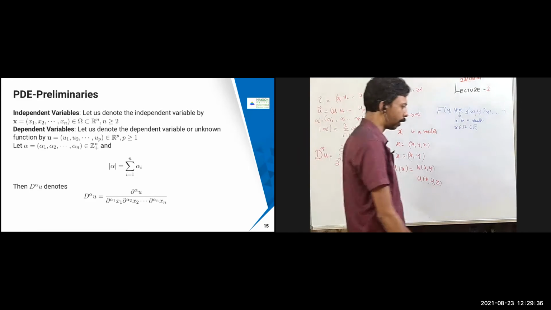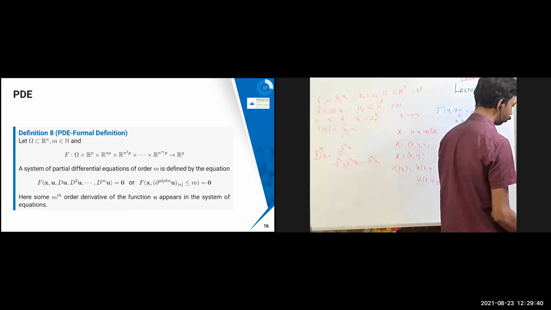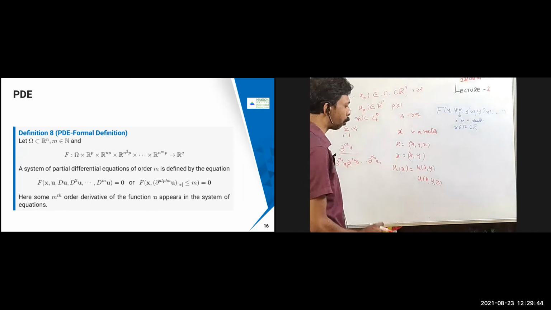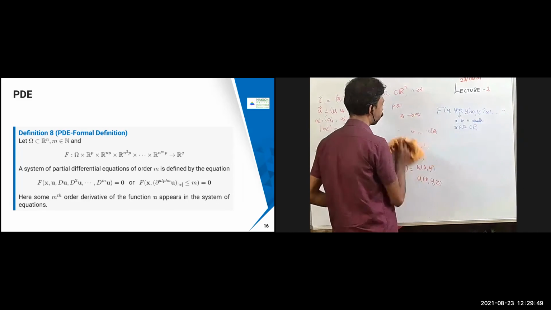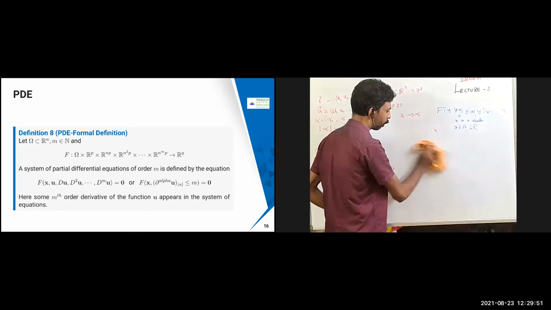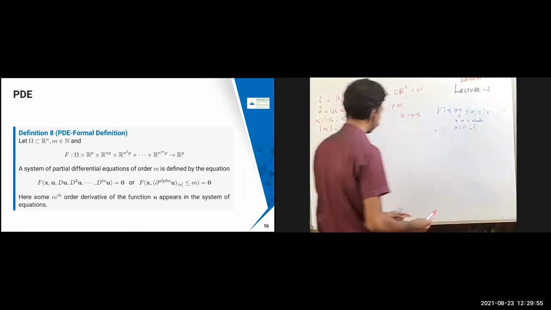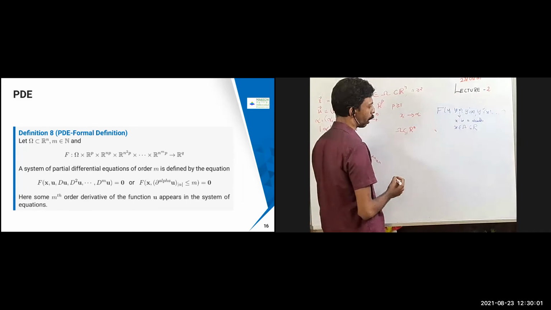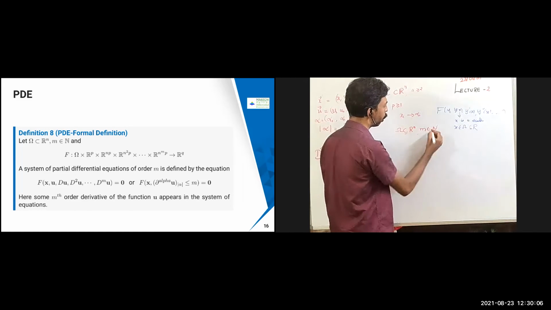Now let us see what the partial differential equation is. The formal definition, how are we going to define that? Like the way I defined here, I'm going to define the formal definition of the PDE as follows. You already have the alphas. Omega is a subset of R^n. Therefore I'm going to take x belongs to omega and m belongs to N, as I have done in the last one also.